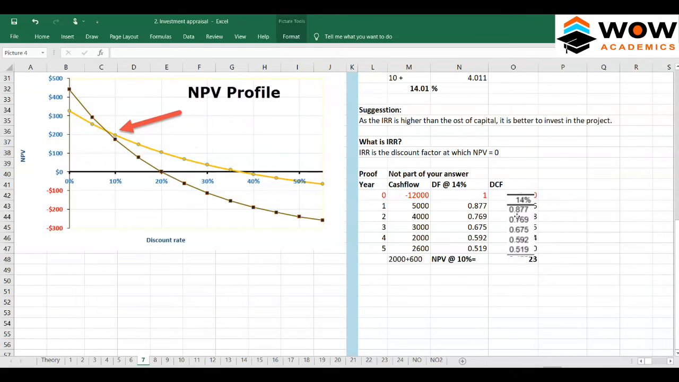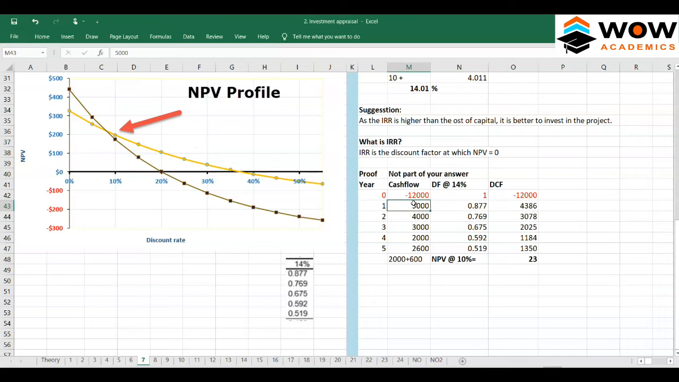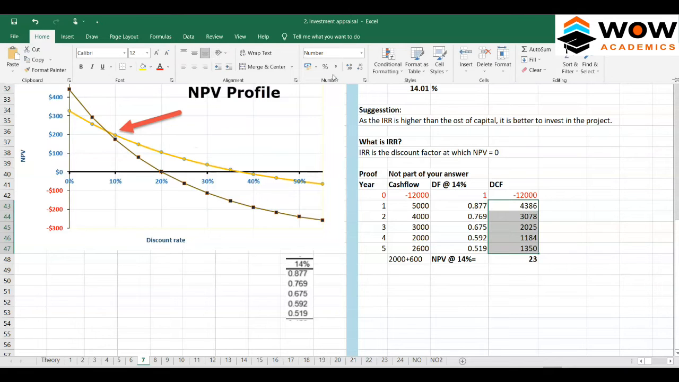Look here: 0.877, 0.769, 0.675, 0.592 and 0.519. That is about 14%. So do we get our NPV to 0? The answer is that we are getting 23. Why is it not going to 0? I think it's because of some rounding here and there.